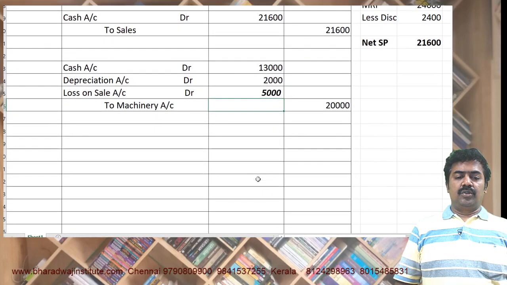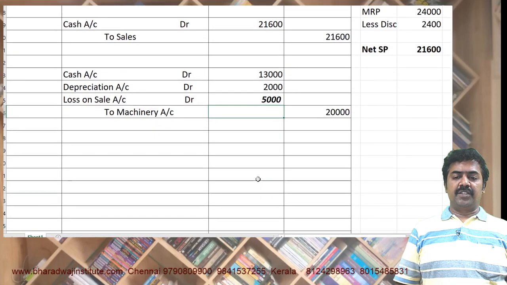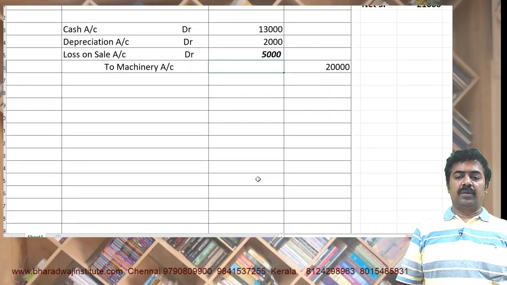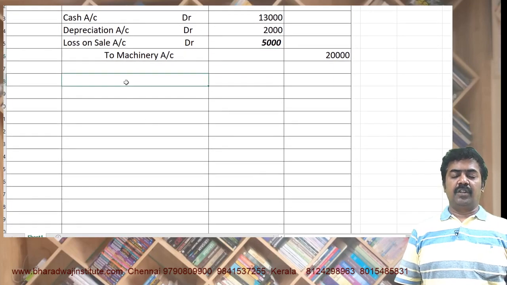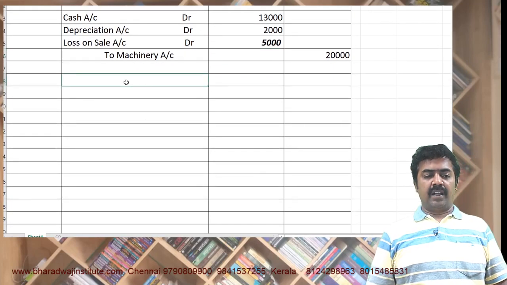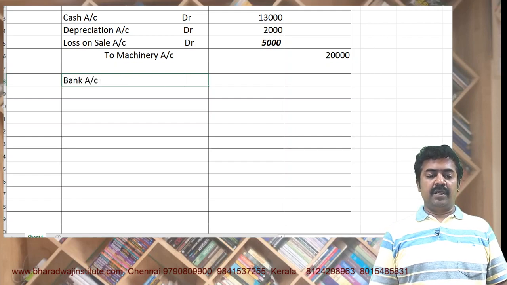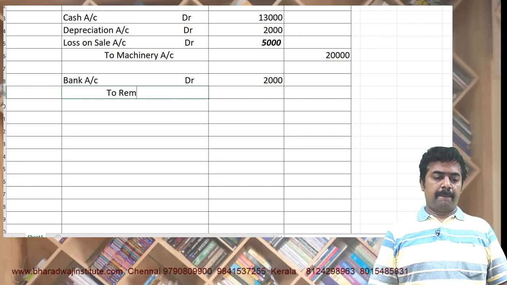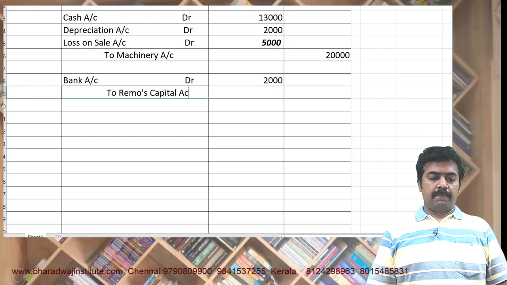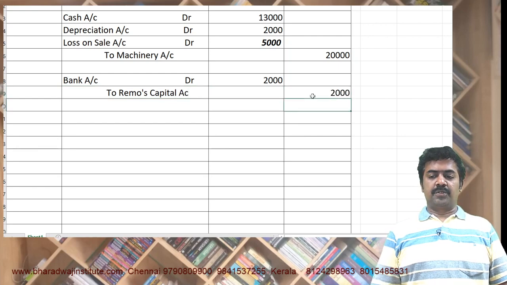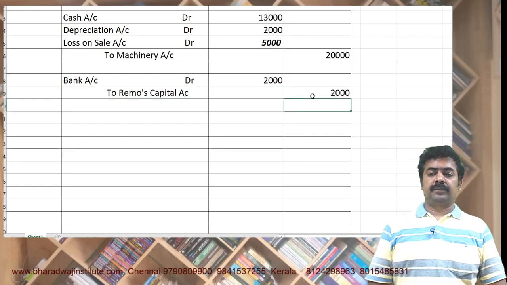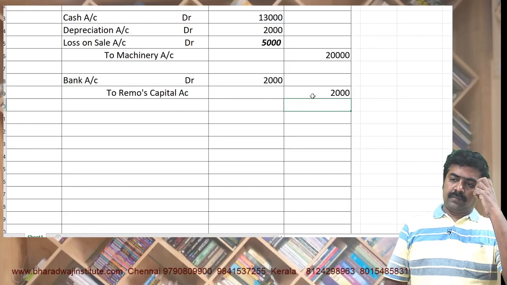Then, sold household furniture and paid into business bank account. Whenever you are bringing money from your personal things to the bank, that is capital for you. It's your personal money you are bringing to the bank. Bank account debtor 2,000 to Remo's Capital account 2,000.